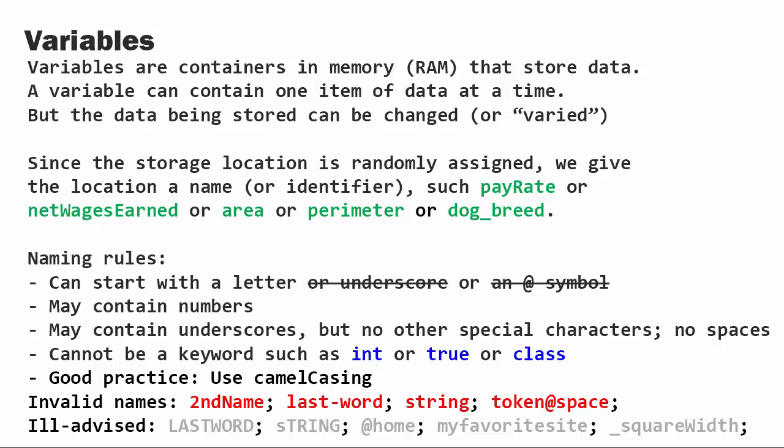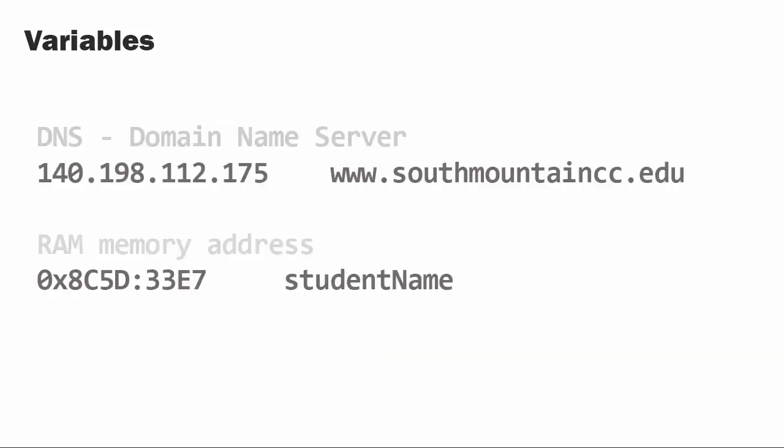Since the storage is assigned randomly in this random access memory, it's very hard for us as programmers to be able to access it by the address of that memory. We can't hard code that into our code. So instead, we use a name or identifier that tracks to that randomly assigned space in memory. It's sort of like using a domain name server.